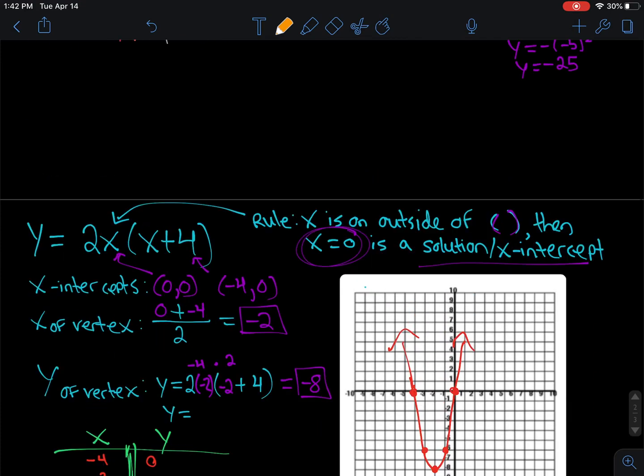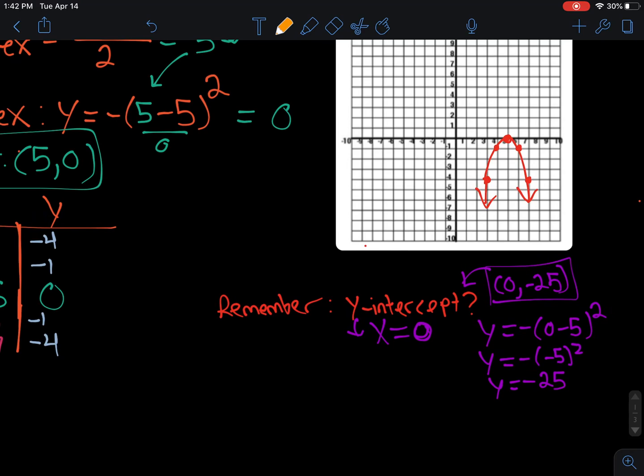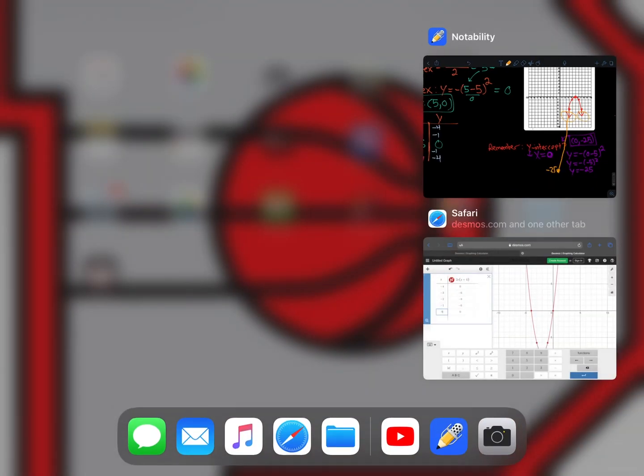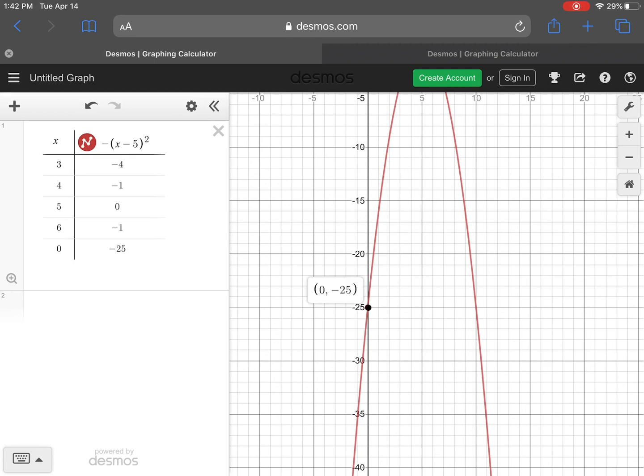Sometimes it may not show up on your graph like it did here. It didn't show up, but it still exists. So just to be clear, just because it doesn't show up on the graph when you put it on your notability, doesn't mean it does not exist. Remember, these arrows mean it goes down forever and ever. So eventually it's going to hit -25 in this case if you keep going. And as you can see, the first example is a good one because, if you scroll down, it does show you that there is actually a y-intercept.